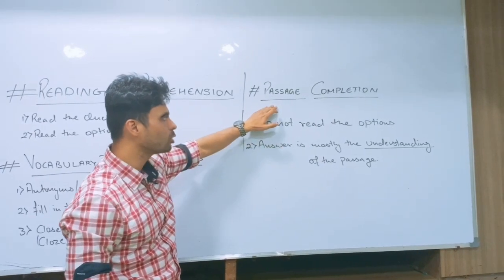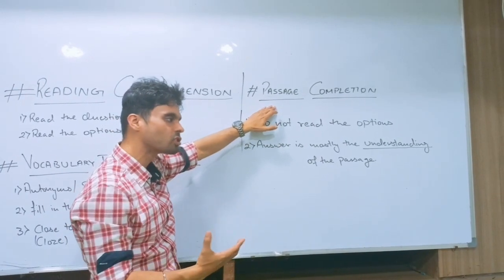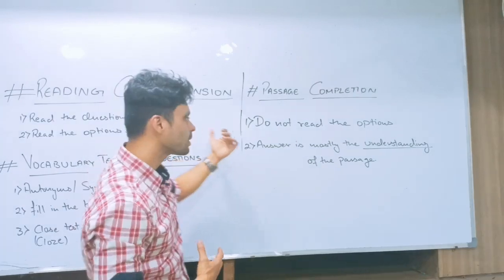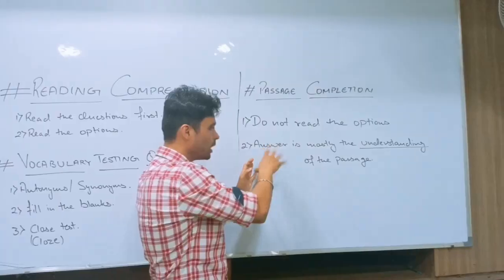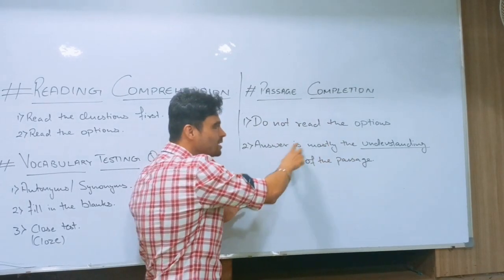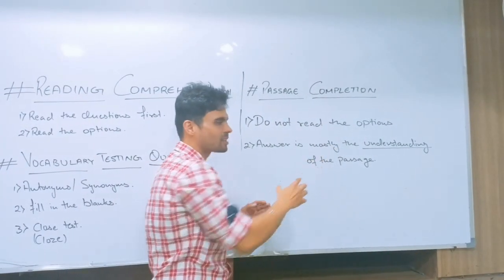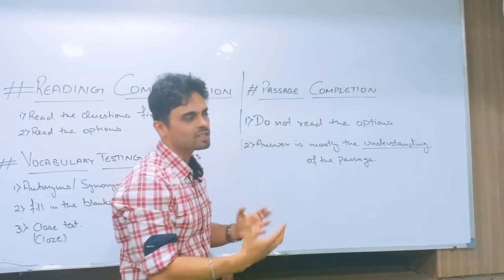As soon as you get to know that the question is on passage completion, because you have read the questions early, straight away go on to that passage. Now, if it is asked separately, the answer is mostly the understanding of the passage, the inference, and that's how exactly.